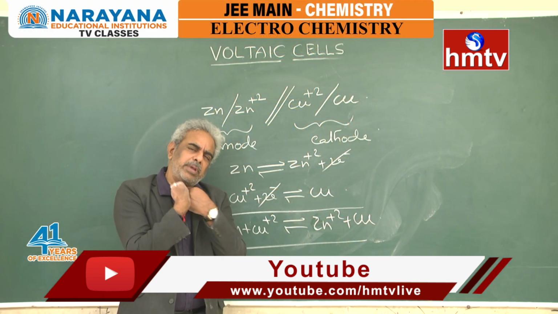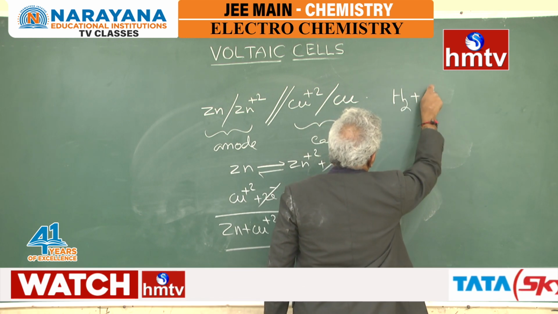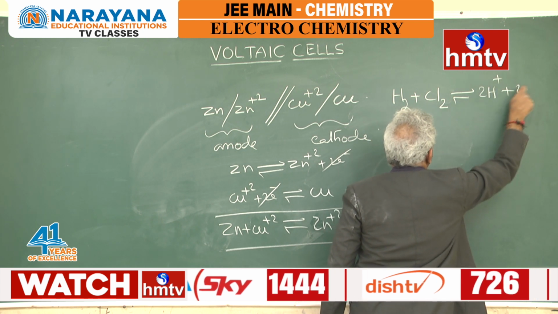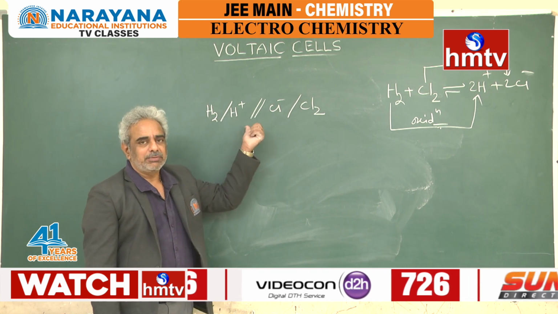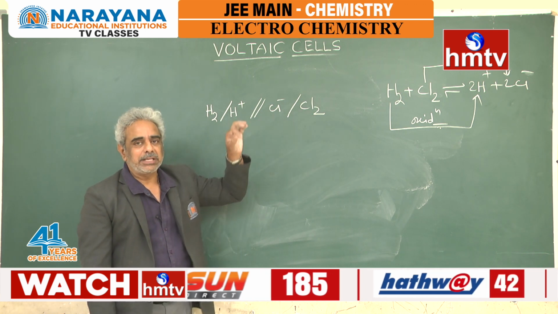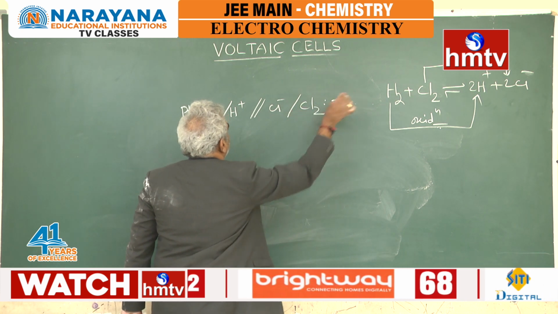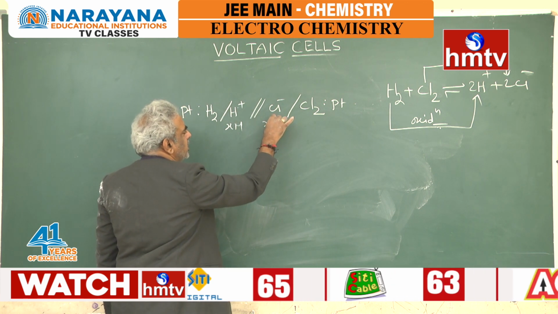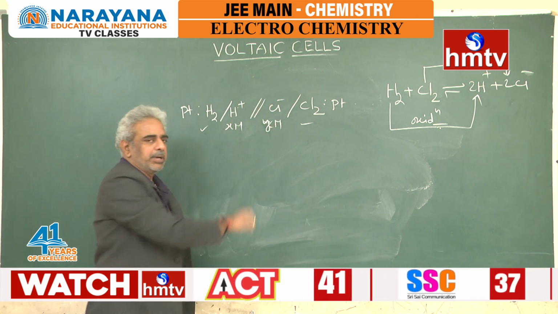You take any redox reaction. For example, the hydrogen-chlorine reaction, which provides you 2 H plus ions and 2 chloride ions. Both are gases. That is the issue here. The hydrogen electrode serves as anode, the chlorine electrode serves as cathode, but both hydrogen and chlorine being gases, we keep just platinum here. And you have to mention the concentrations of H plus ions and chloride ions and their pressures as well. The concentration need not be the same, it can be different.